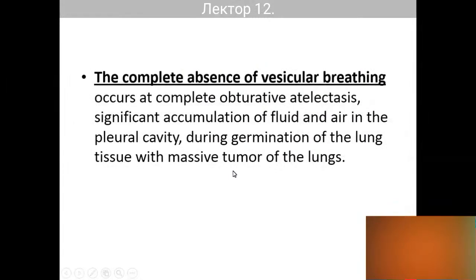The complete absence of vesicular breathing occurs at complete obturative atelectasis, significant accumulation of fluid and air in the pleural cavity, during germination of the lung tissue with a massive tumor of the lungs.